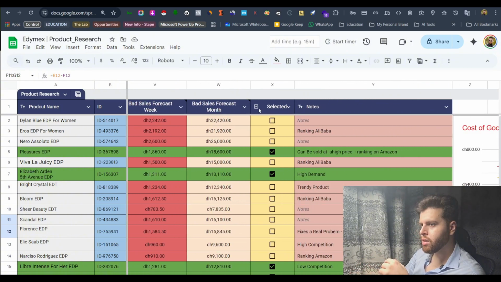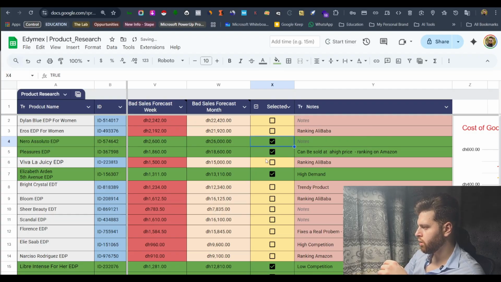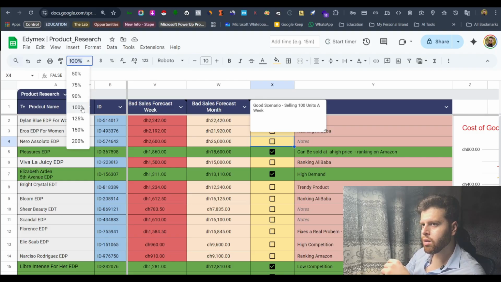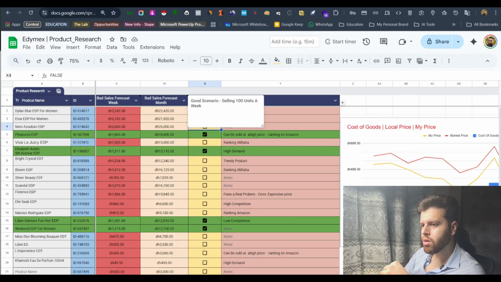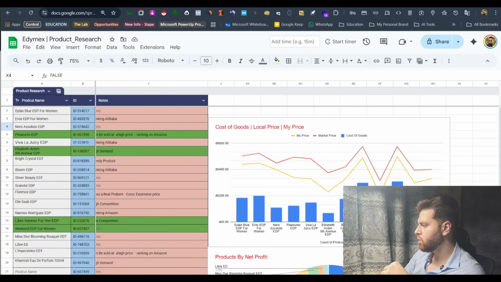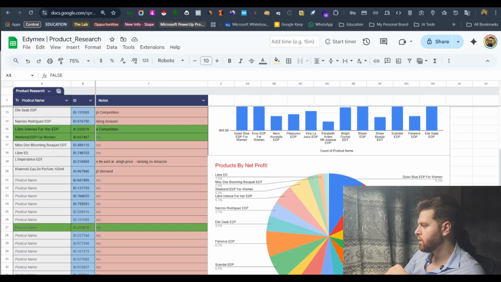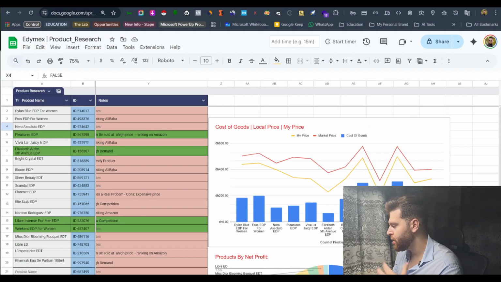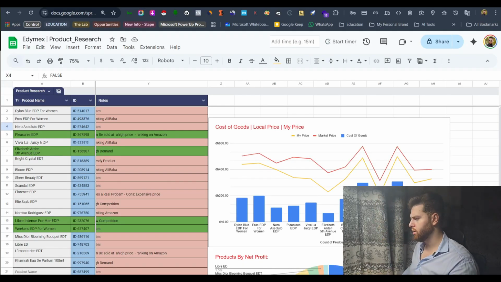And then you have this selection where you can select, and all the selected rows will be green, and you can add your notes here. And here, the surprise is the actual analytics that we added. And it's not only this. As you can see here, this is the cost of goods, so the column will be the cost of goods, and then you have the chart of my price over the market price and my price.